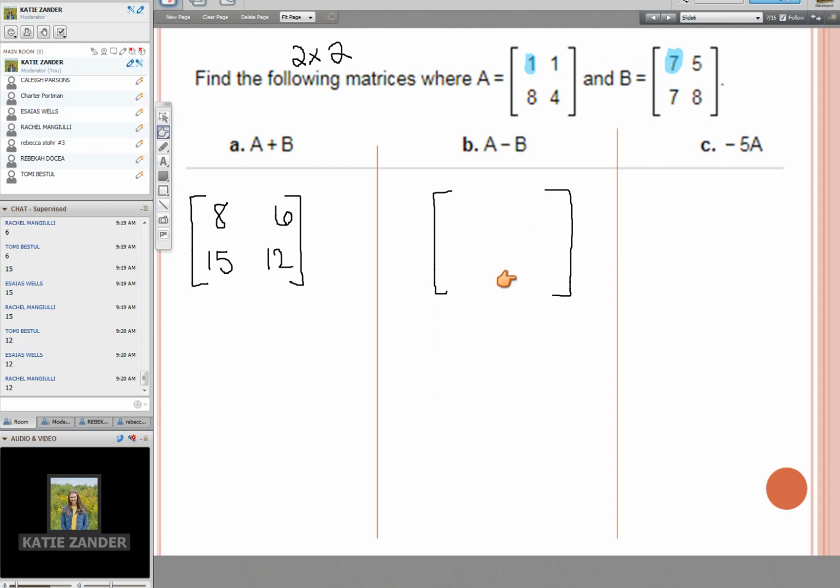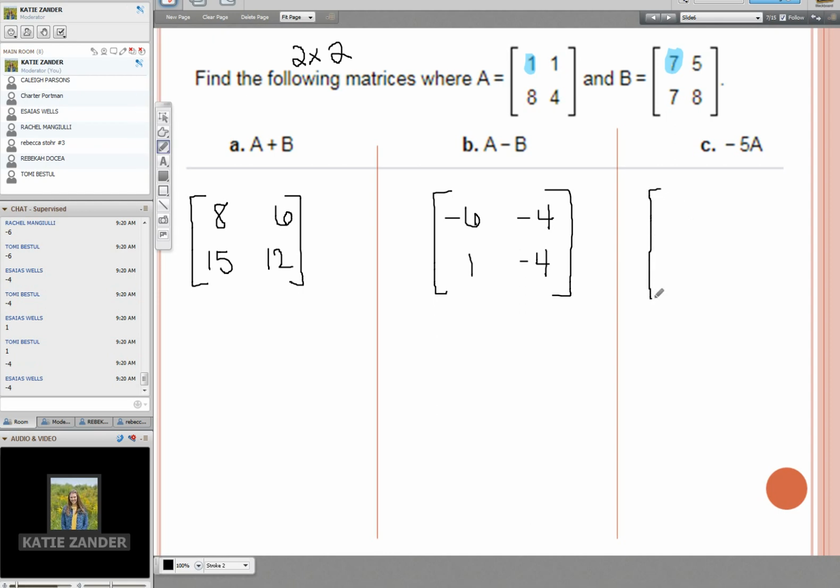So what's going to be our resulting matrix in part B here? Let's start with element row 1, column 1. -6, good. What about row 1, column 2? All right, row 2, column 1, and row 2, column 2.